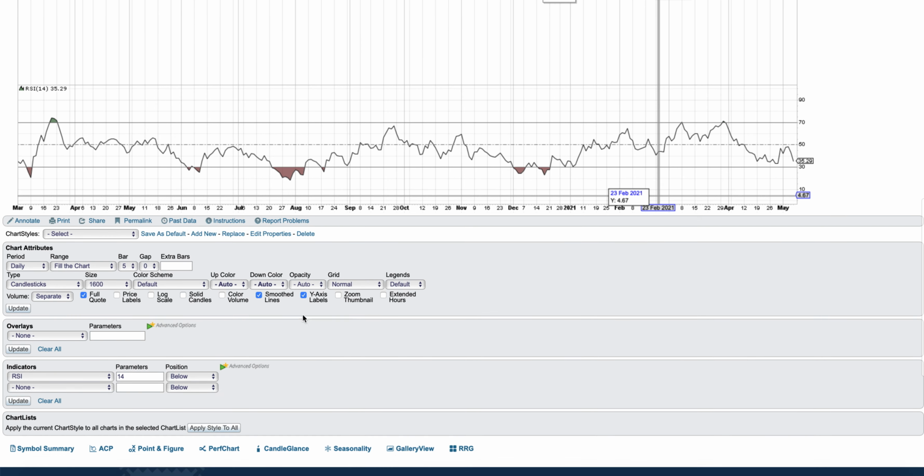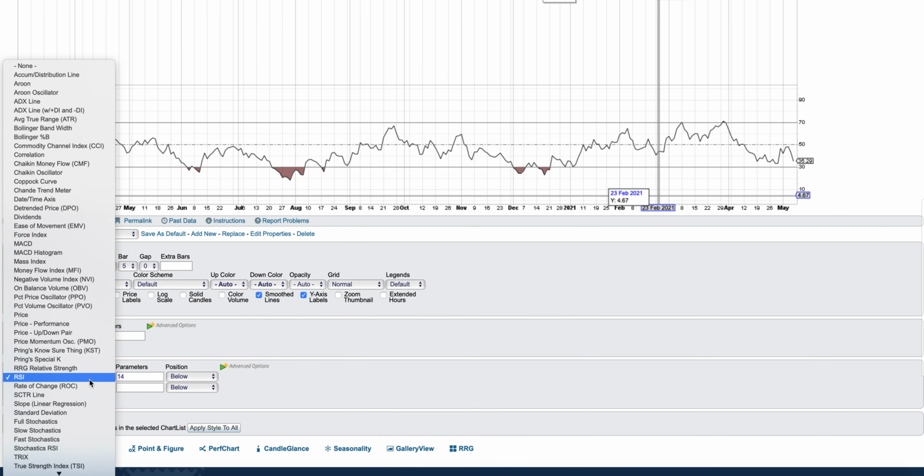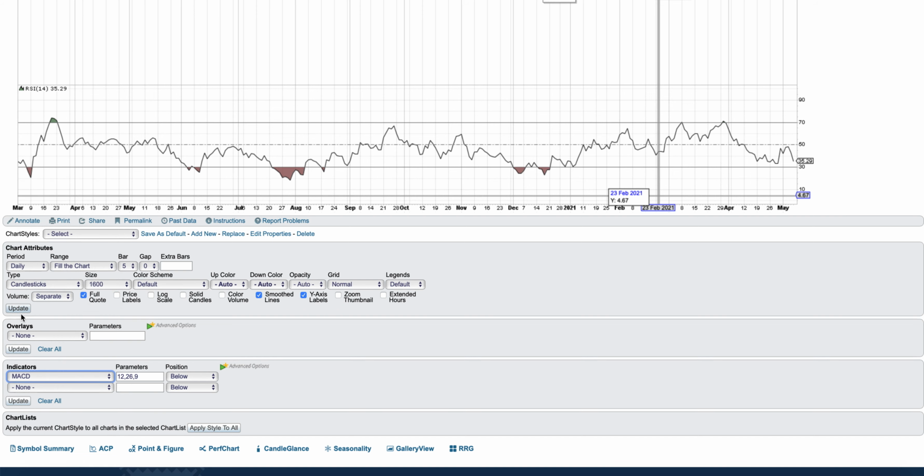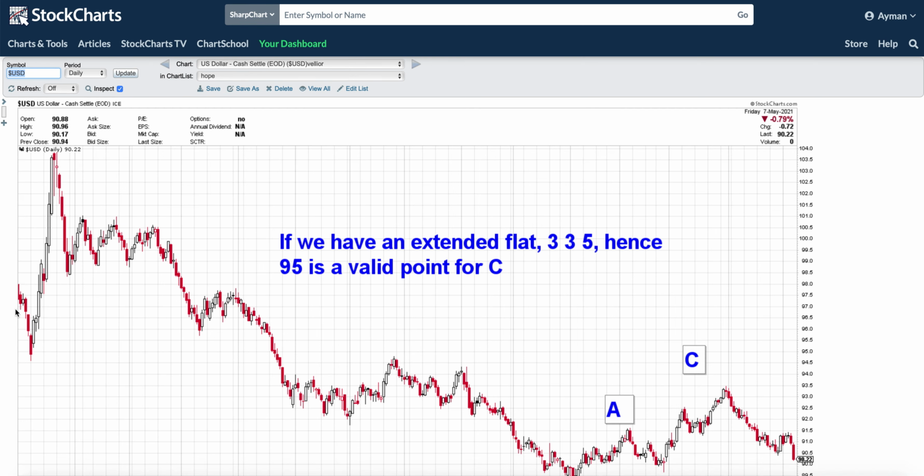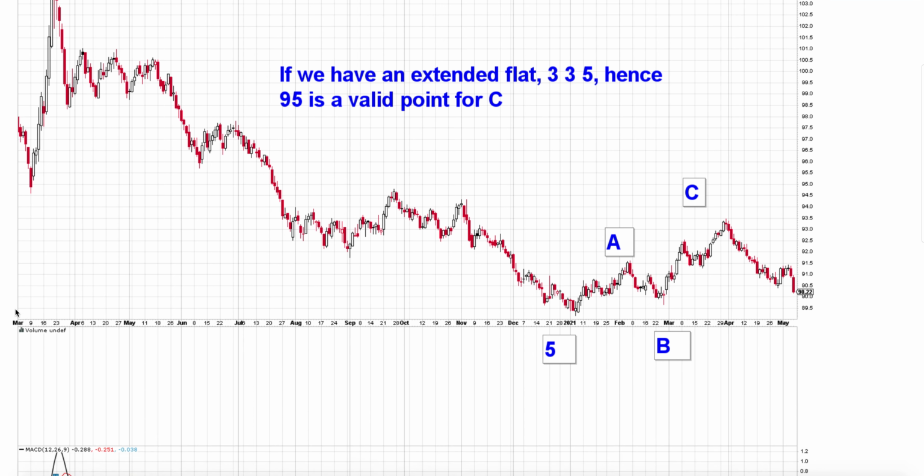Let's look at the MACD here, just to prove that these divergences worked in the past, and I don't see why it does not work in the future.